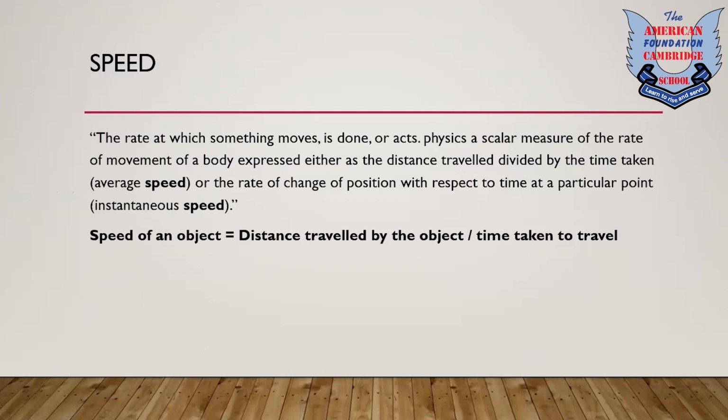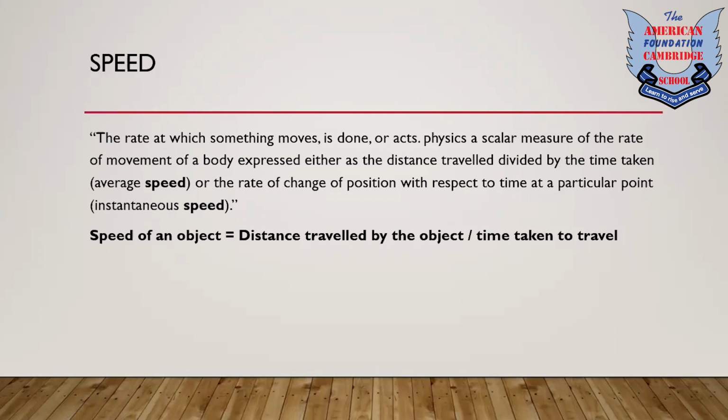Speed. This is the easiest among the three earlier topics we studied. Let's focus on this. The rate at which something moves or is done or acts. In physics, speed is a scalar measure of the rate of moving of a body, expressed either as the distance traveled divided by the time taken or the rate of change of position with respect to a particular point. This is a general definition.